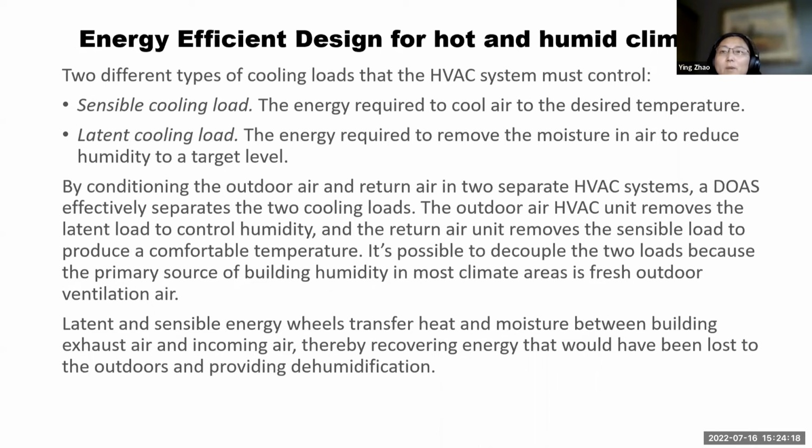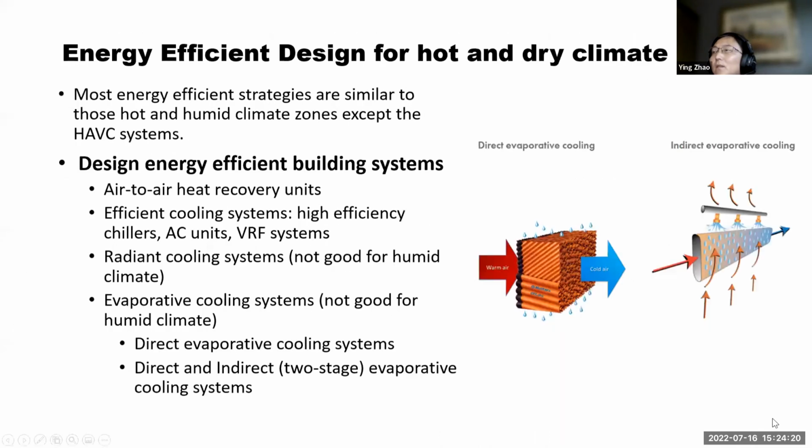For hot and dry climate, the most efficient strategies are similar to hot and humid climate zones, except for the HVAC systems. For hot and dry, we may use the thermal mass, but for hot and humid it is not a good choice. Air to the HVAC system, like an air-to-air heat recovery unit, these are the same.